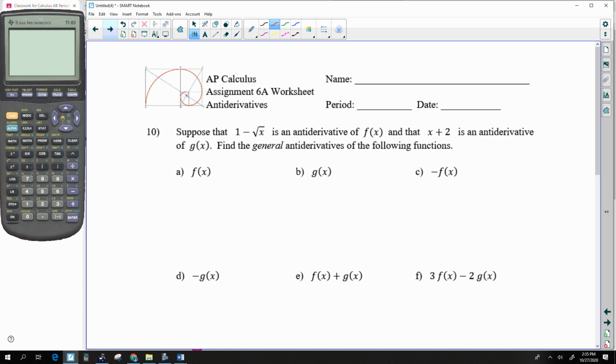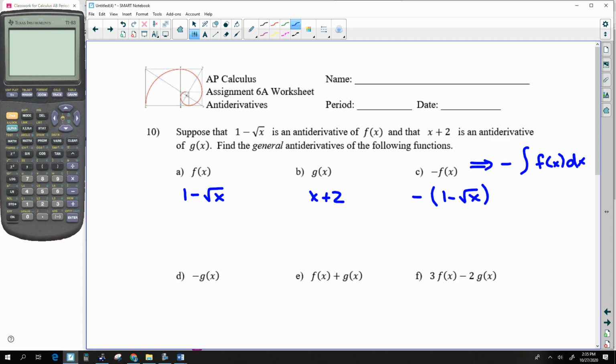Okay, suppose 1 minus square root of x is an antiderivative of f, and x plus 2 is an antiderivative of g. Find the general solutions. So the antiderivative of f is 1 minus square root x. Not a big deal. The antiderivative of g is x plus 2. Negative f is just going to be negative 1 minus square root x. So what this is saying is you can take the antiderivative and then the negative is just attached, in essence. We're going to learn later that this is the negative integral of f.